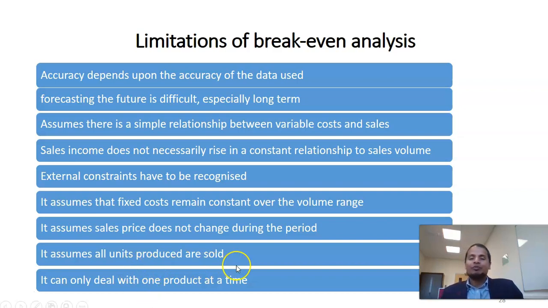We assume all units produced are sold. No inventory is being considered. No work in progress, okay, no unfinished goods, incomplete goods. We assume whatever we produce is sold out. No stock, no inventory. It can only deal with one product at a time. We can analyze multi-product break-even analysis, but usually we use it for a single product. Okay, simple break-even analysis.